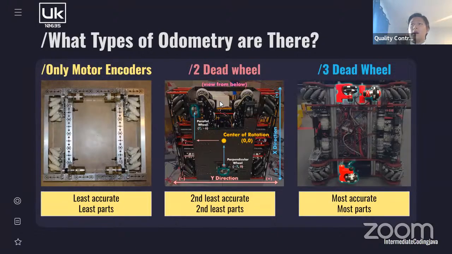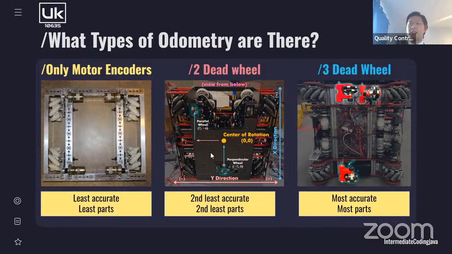Okay, let's go over a review. There are three types of odometry. First of all, there are only motor encoders, which are just using the encoders built into the motor, which basically tell you how much the motor has spun. This is the least accurate, but it also requires the least amount of parts. The second one is two dead wheels, the two omni wheels here. This is a bit between the motor encoders and three dead wheels. It's the second least accurate.